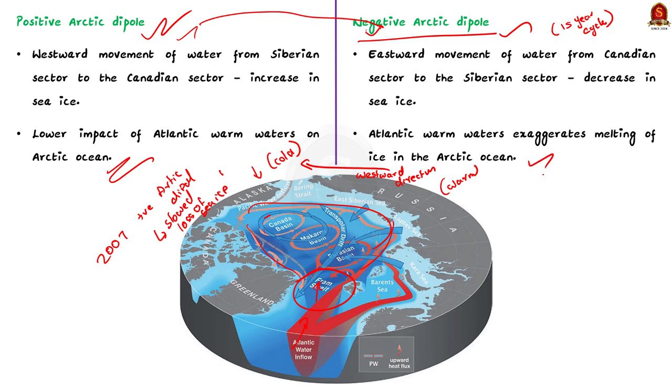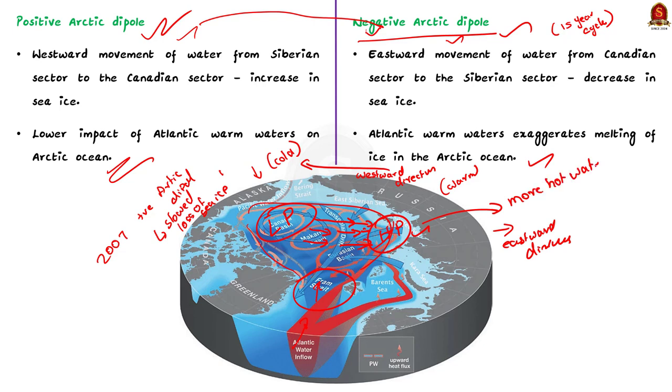This is because during a negative dipole, the low pressure area is experienced over the Canadian sector of the Arctic Ocean and the high pressure area is experienced in the Siberian sector. So, the ocean water moves from the Canadian sector to the Siberian sector. That is, the water moves in the eastward direction. Already, there exists warm water in the Siberian sector. So, the movement of the water could increase the temperature and affect the ice formation in the Arctic Ocean.